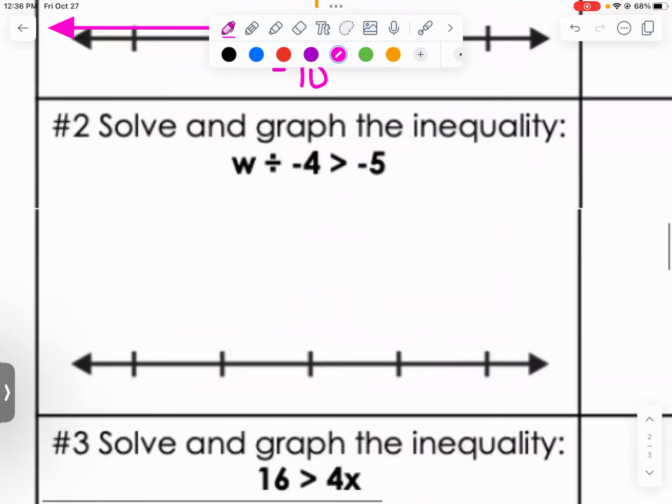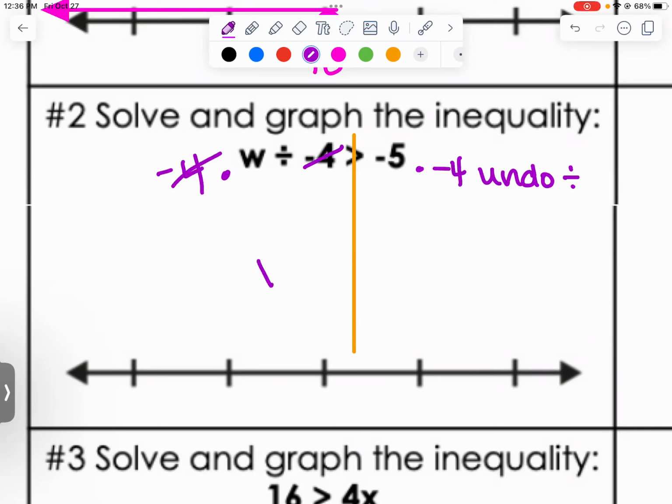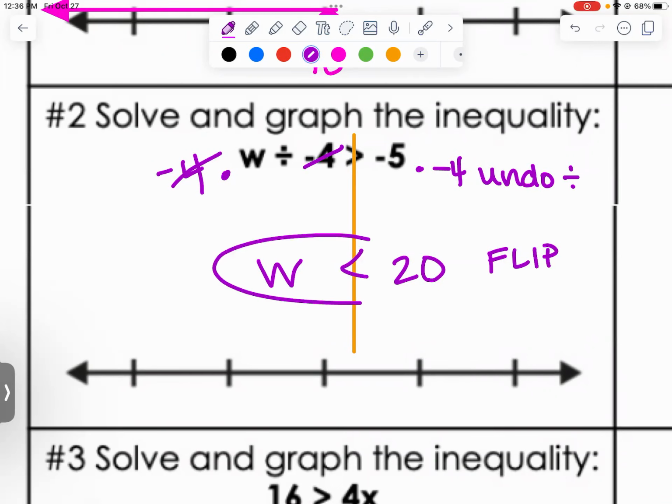All right, in number two, Leah, what did you do to both sides to solve for W? So we need to undo the division by multiplying by negative 4 to both sides. So we get W and a positive 20. Adrian, do we flip the sign? Yeah. We do flip the sign because we divided by a negative number. So please look, your answer should be W is less than 20. We have an open circle at 20, and we're going to go to the left.